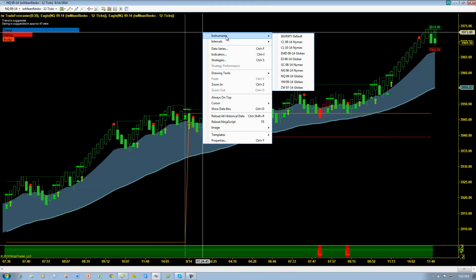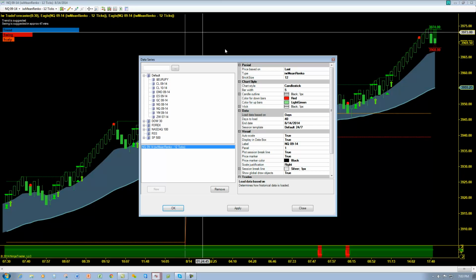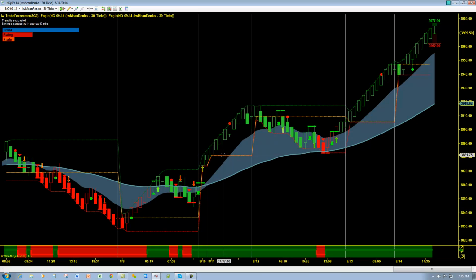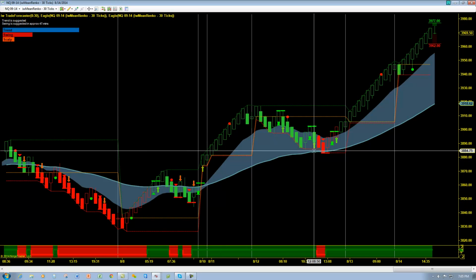The first thing that I'm going to want to do is make some bigger Renko bars. So I'm going to go in here and instead of using a 12-tick mean Renko bar, I'm going to use a 30-tick mean Renko bar. The reason I use the 30-tick bar is this. You're going to notice that with a 30-tick bar, I can actually get more days here on my chart.